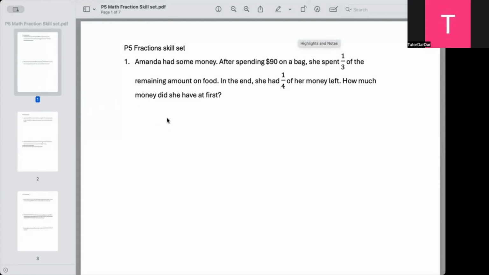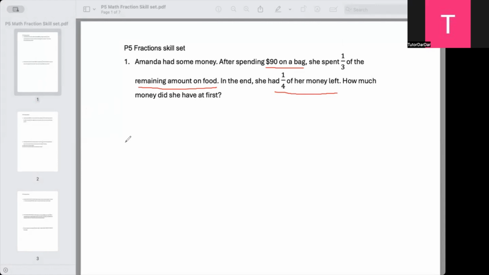Amanda had some money. After spending $90 on a bag, she spent 1/3 of the remaining amount on food. In the end, she had 1/4 of her money left.